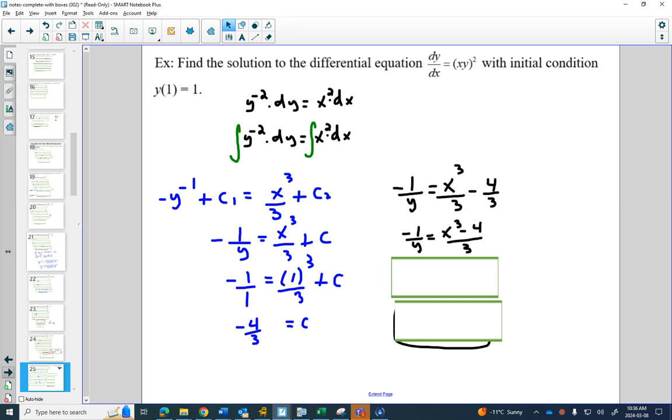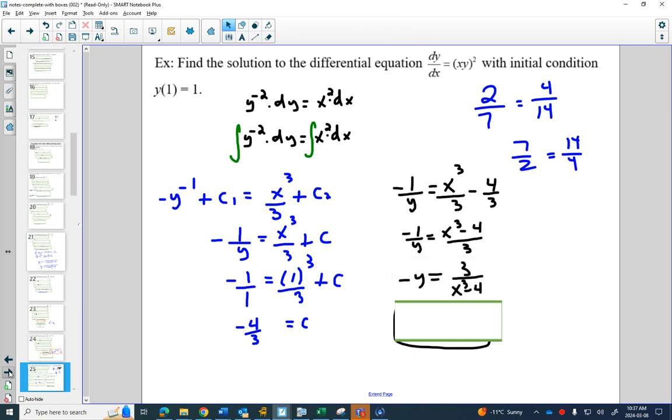If you have a fraction equal to a fraction, did you know the following? Did you know that 2 7ths is equal to 4 14ths? And if I flip both sides, is it still true? Yes, right? So if you do have a fraction equals a fraction, you could just flip both sides. That works out nicely. Then I can move my negative over to get y by itself.